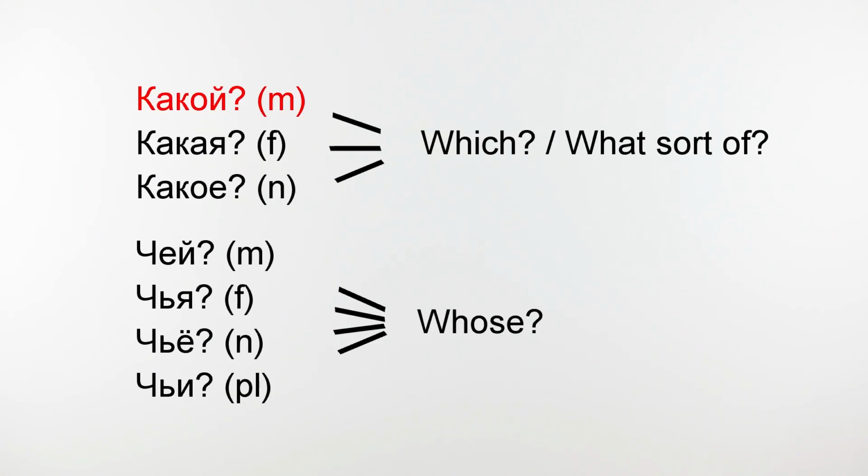Какой is for male, какая is for female, and какое is for neutral nouns. Which or what sort of. Чей is for male, чья is for female, чье is for neutral, чьи is for plural. Whose.